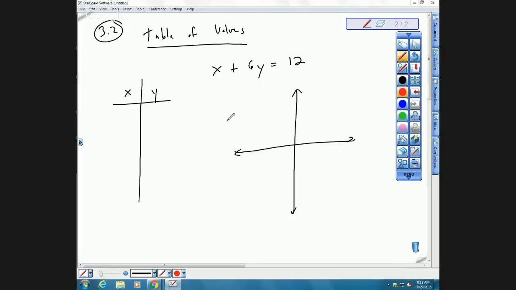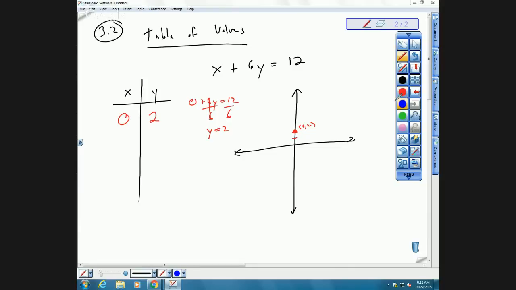So if I plug in a 0 for my x, and I work that out, I get 0 plus 6y equals 12. So then divide both sides by 6, so I get y equals 2. So that tells me when x is at 0, my graph is actually at 2. Okay, but I can't draw a line just for that one point because I don't know if it goes this way or this way or this way. I got to figure out at least one more point.